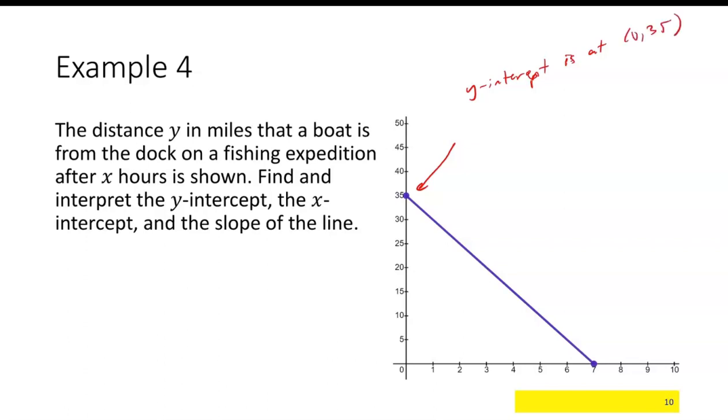So keep in mind that the first number, the x, would be 0 hours, y would be miles. So 0 hours and 35 miles. That means at the beginning, they were 35 miles away.